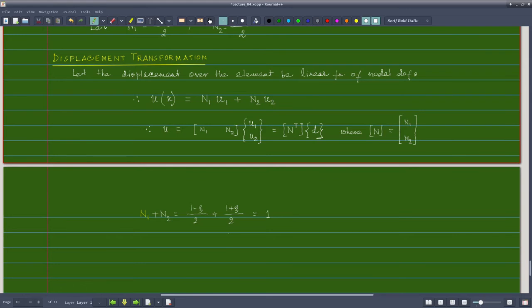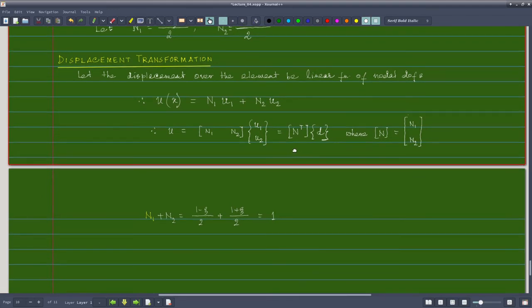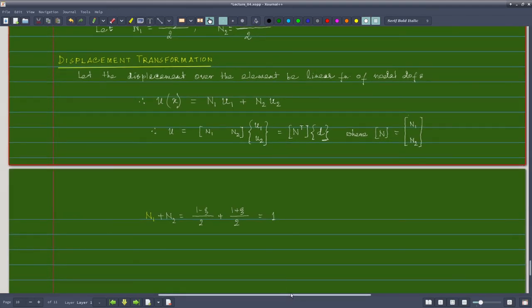Okay. Now let us do the coordinate transformation. This equation which expresses my displacement at any point in terms of the nodal displacement, this is called equation of displacement transformation. Let me write it. I have already written displacement transformation here. So this equation gives me displacement transformation. All right.